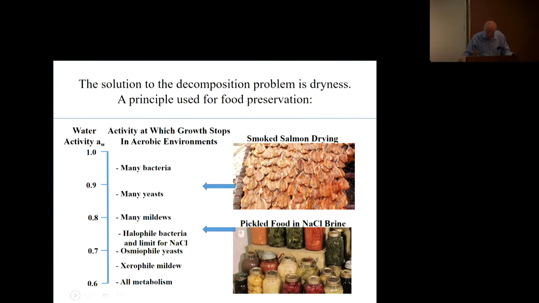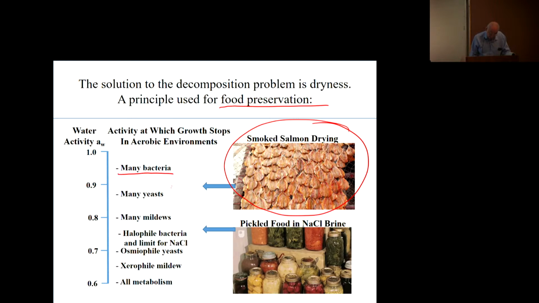So this drying of food is an ancient principle for food preservation. This is from the Indians in the Northwest drying salmon. These are little hunks of salmon. They would dry it. And you say, well, how dry does it have to be so that it doesn't decompose? And as soon as you make it dry, it gets hard.